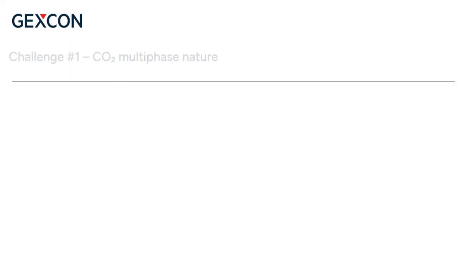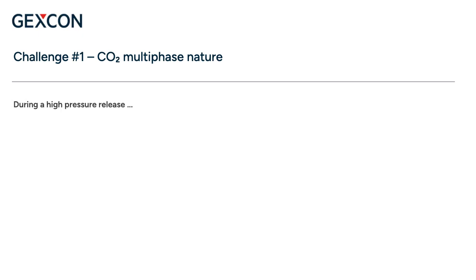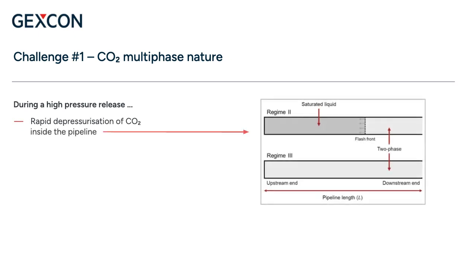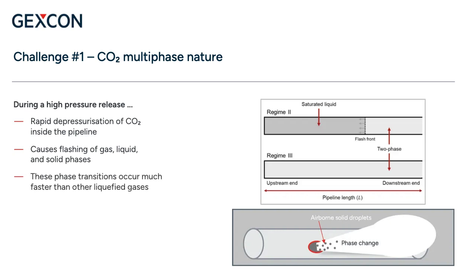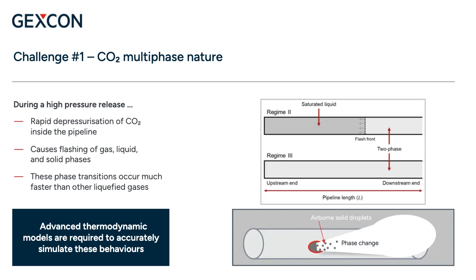The first challenge lies in the multi-phase nature of CO2 releases. During a high-pressure release, CO2 undergoes rapid depressurization within the pipeline, causing it to flash into a mix of gas, liquid, and solid phases. These phase transitions occur much faster than those of other liquefied gases, adding complexity to the modeling process. Advanced thermodynamic models are required to accurately simulate these behaviors.